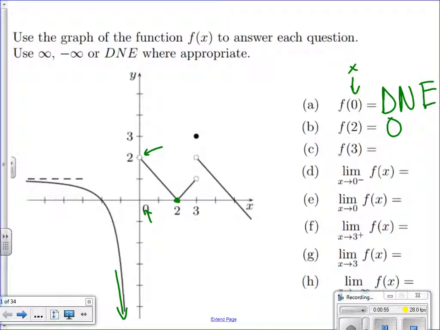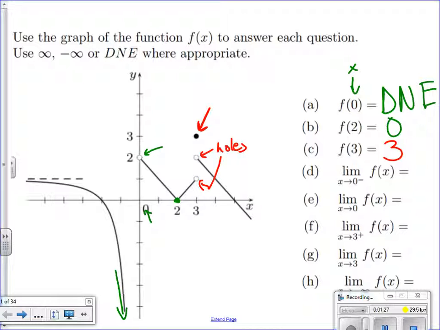For f of 3, well, we see that there's a point here and a point here and a solid point there. These guys were holes, I should say, not really points. But because we have this specific y value at 3, we end up with that following answer being 3. Again, just because there is a solid point there.